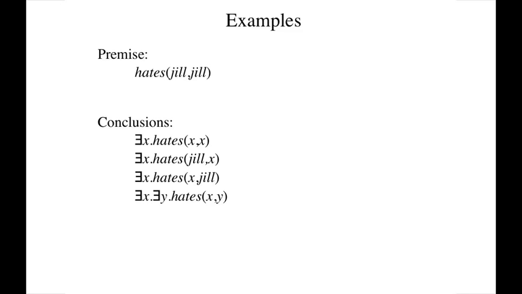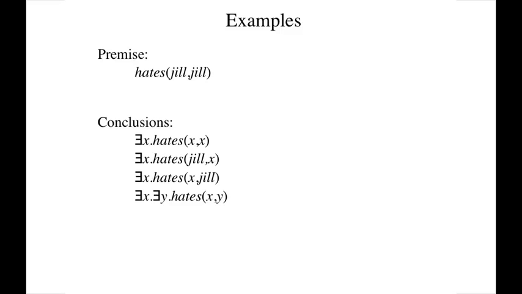For example, from the sentence hates Jill Jill, we can infer that there is someone who hates herself: there exists x hates xx. We can also infer that there is someone Jill hates. In other words, there exists x hates Jill x. And there's someone who hates Jill. In other words, there exists x hates x Jill. And by two applications of existential introduction, we can infer that someone hates someone: there exists x, there exists y, hates xy.